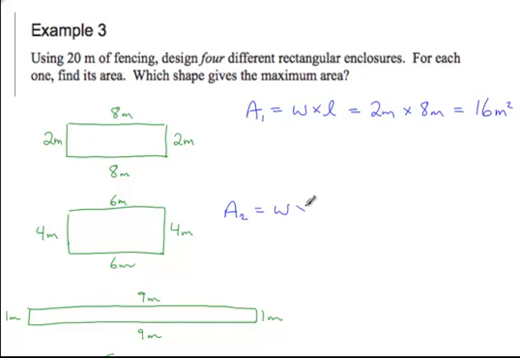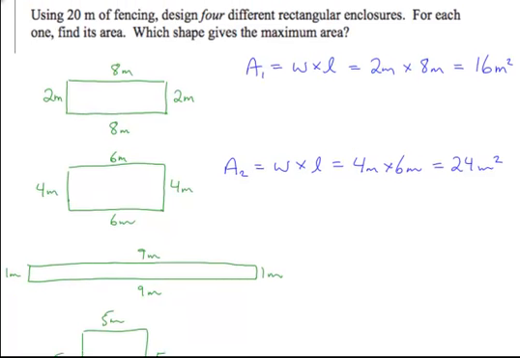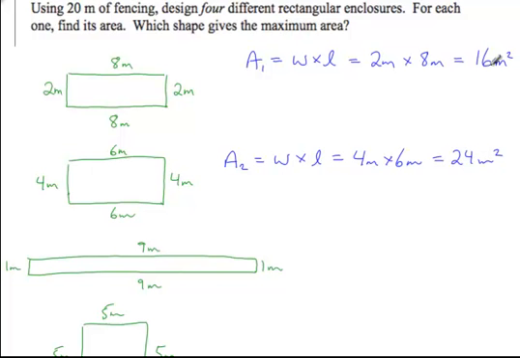Again, same formula, width times length. So we have 4 meters times 6 meters. 4 times 6 is 24. We're working with meters and area, so 24 meters squared. Okay, so a larger area than the first one. Even though we're using the same perimeter, it has a different area because it has a different shape.